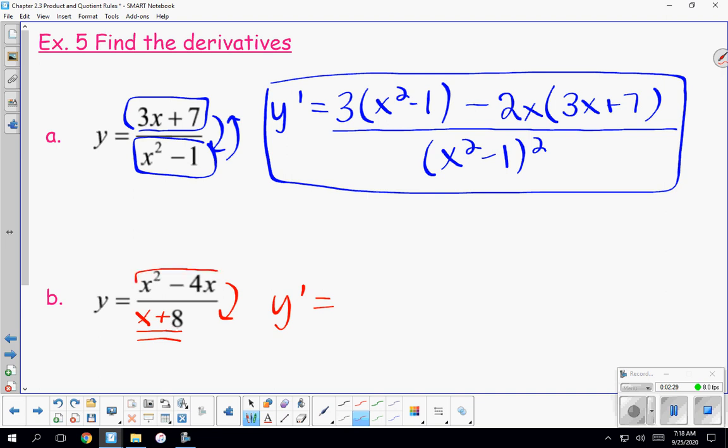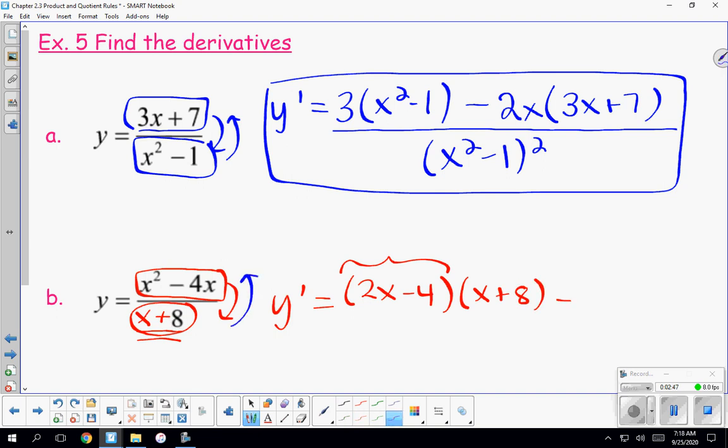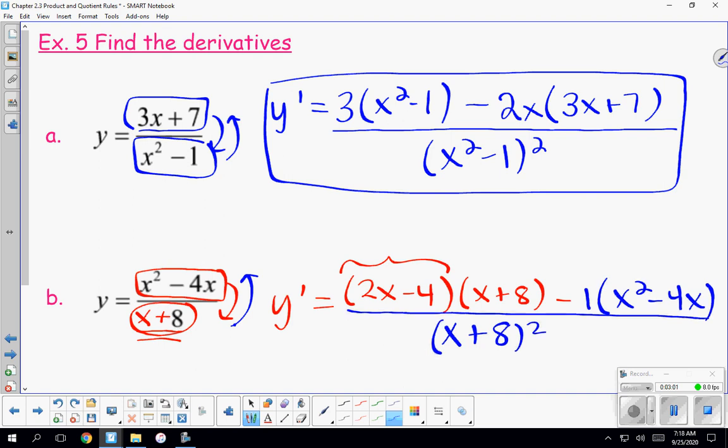So we take the derivative of the numerator first, and in this case we'll have 2x minus 4. This must be in parentheses because it's a binomial. And then the denominator will drop down right here, x plus 8. We're going to subtract, and now we're going to work our way bottom to top. So the derivative of the bottom will just be 1. And then the numerator is going to be x squared minus 4x. And that's all going to be over the denominator squared.